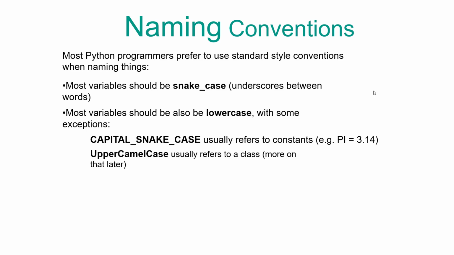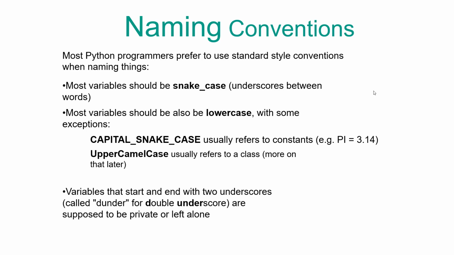Another one is upper camel case. It means the first letter of each word is uppercase. Like the U in Upper is a capital letter, the C in Camel is a capital letter, and the C in Case is also a capital letter. This usually refers to a class, and we will learn about it more in the future.